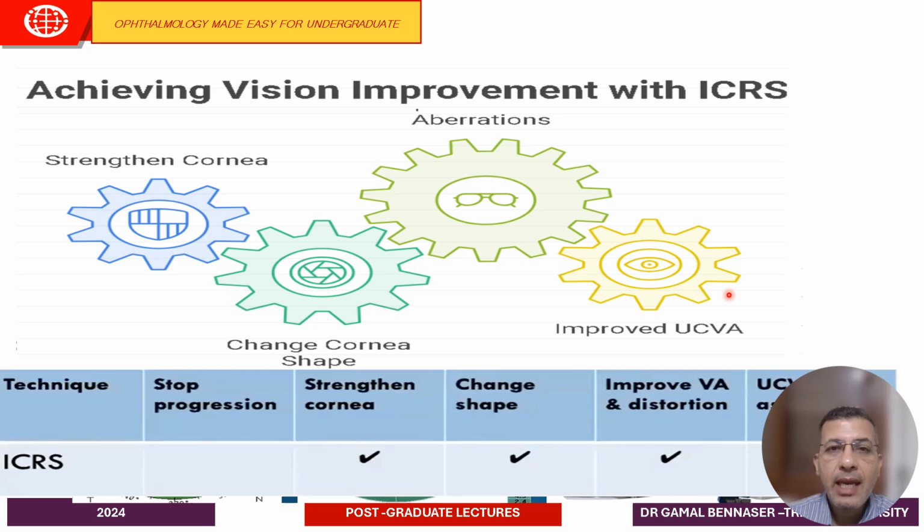However, the high order aberrations in the form of coma or secondary astigmatism or spherical aberrations due to the abnormal shape, we deal with using the intracorneal rings, although they also have some effect on the astigmatism and the spherical component of the refractive status of the patient. But this is not our primary target. Our primary target is to deal with the high order aberrations.